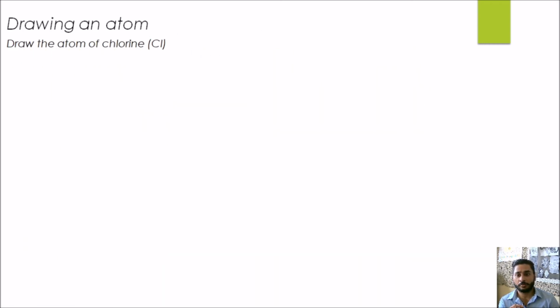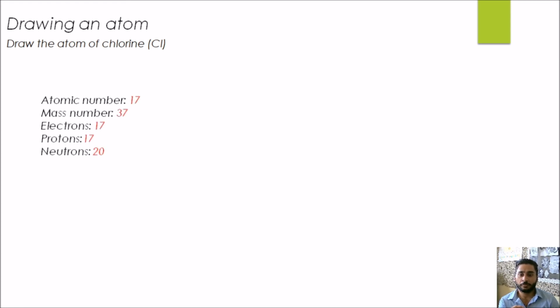Let's see how we draw an atom. We have an example of a chlorine atom over here. We should know atomic number, mass number, electrons, protons and neutrons before drawing the atom. So we have atomic number for chlorine 17. We have the mass number of chlorine, which is 37. The number of electrons are 17, protons are 17 and the neutrons are 20.